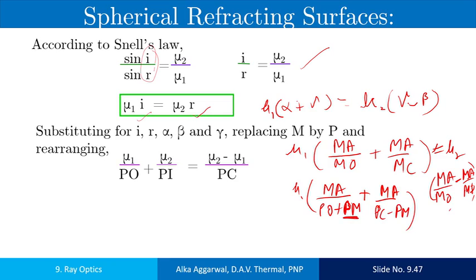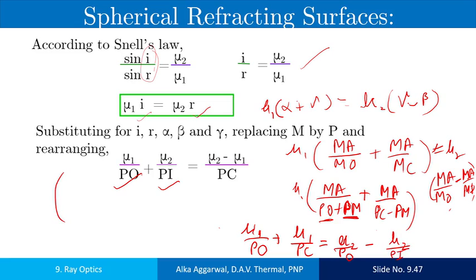As PM is negligible with respect to PO, PC and PI, this can be written as mu1 upon PO, plus mu1 upon PC, equals mu2 upon PC minus mu2 upon PI. That is, mu1 upon PO plus mu2 upon PI equals mu2 minus mu1 upon PC. Now use the sign convention.